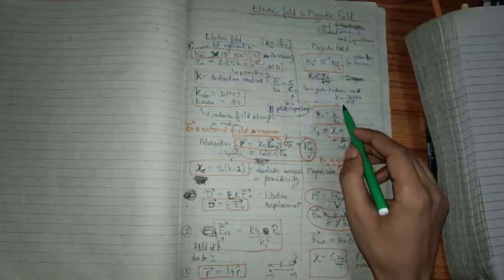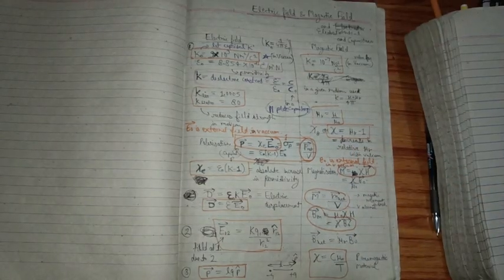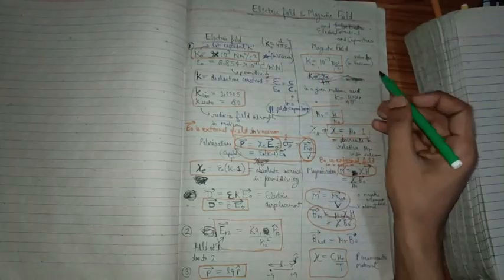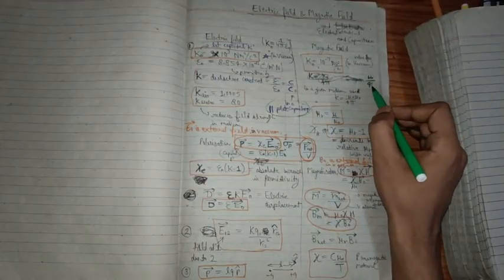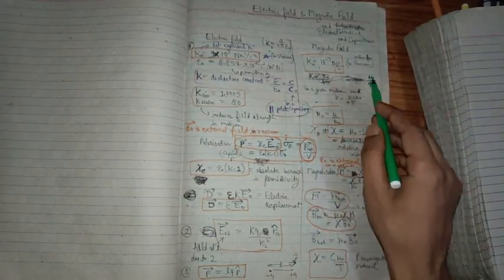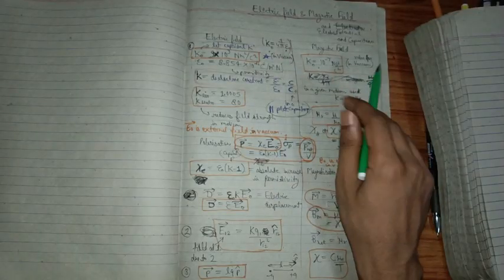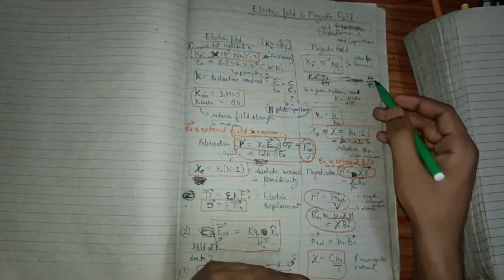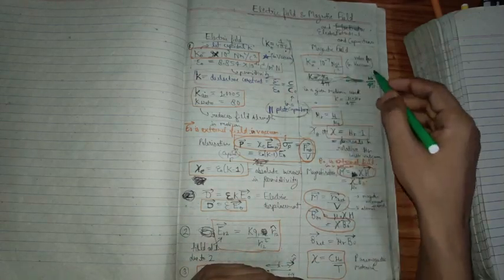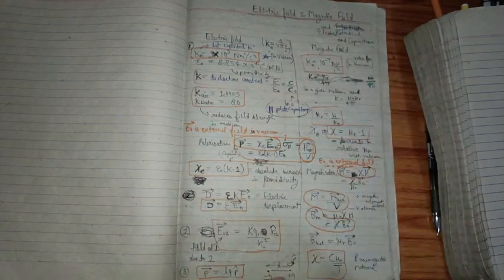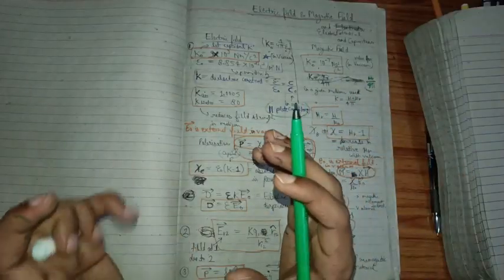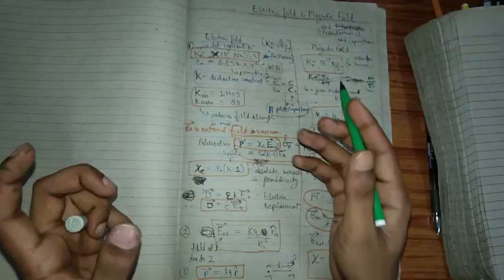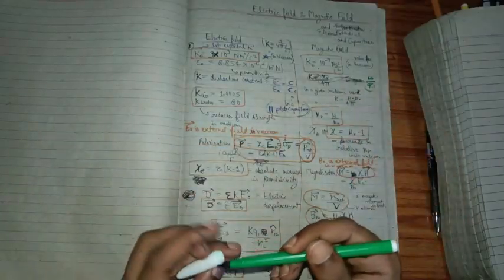Here K naught is given by 1 by 4 pi epsilon naught, and in this case K is given by mu naught by 4 pi. This means mu naught and epsilon naught are in reciprocal positions: one is in the denominator and one is in the numerator. And this 4 pi comes from the symmetry of the surface area, which is given by 4 pi r square for the sphere.